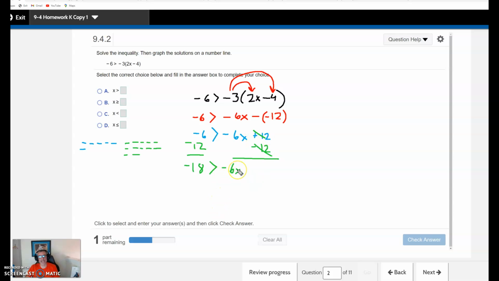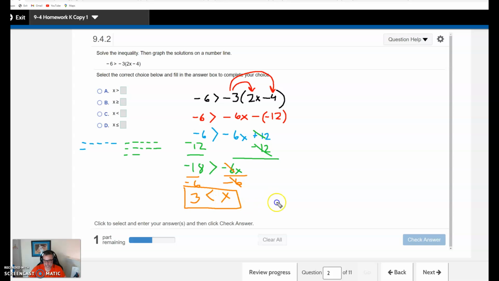All right, the last thing I need to do here is divide by -6, right? Since x is being multiplied by -6, we're going to divide by -6. And what did I just do? I just divided by a negative number. So we know we're going to have to flip the inequality symbol. It's now going to be flipped. -18 divided by -6. Negative divided by a negative is positive. 18 divided by 6 is 3. And then over here, they cancel. So we end up with x is greater than 3.